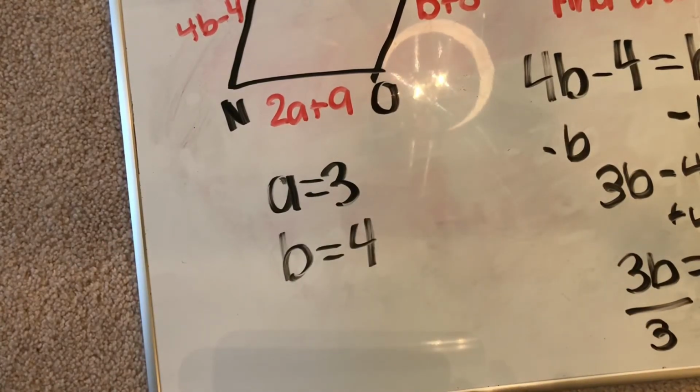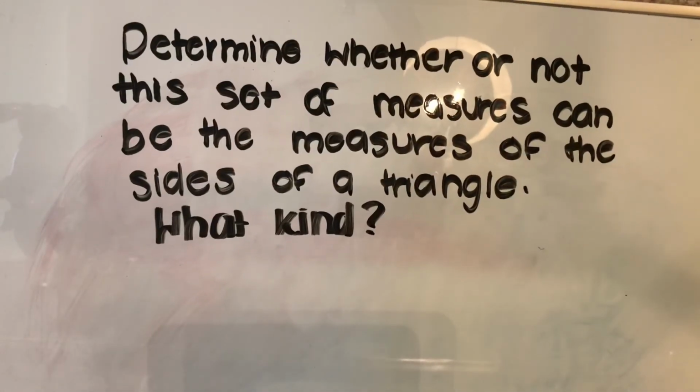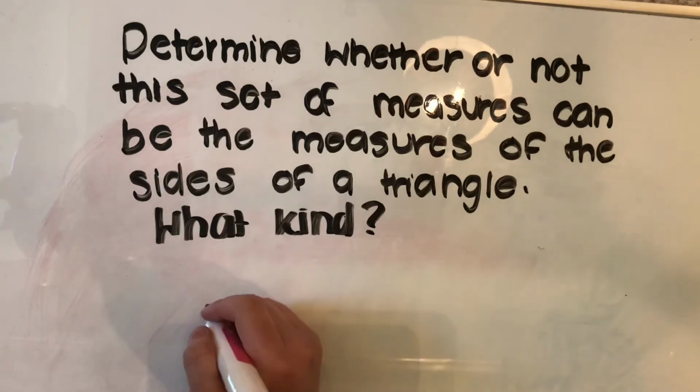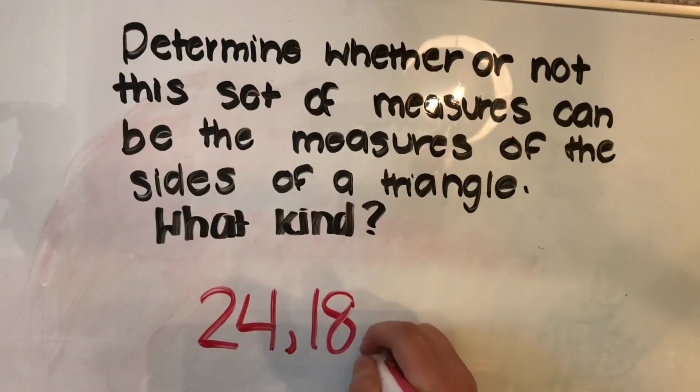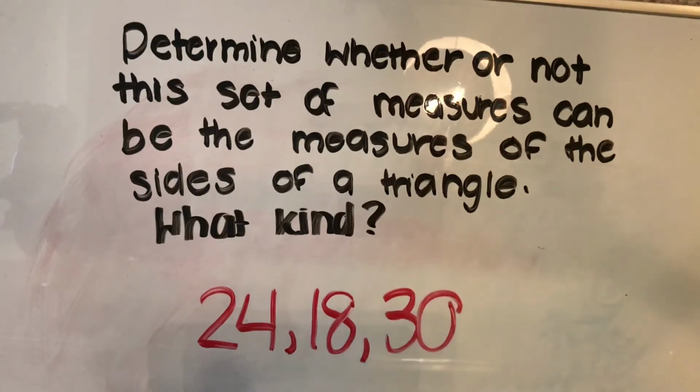Alright, so our next problem comes from section 8.2. And we're given the instructions. Determine whether or not this set of measures can be the measures of the sides of a triangle, and what kind, meaning what kind of triangle. So we are given the 3 numbers 24, 18, and 30. So let's see what we can do with that.